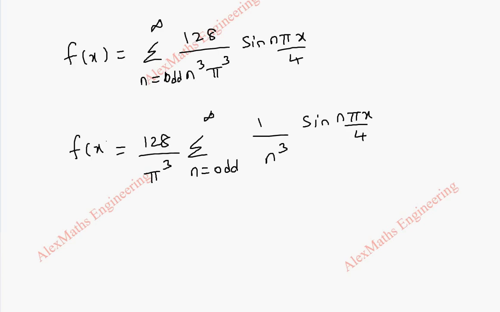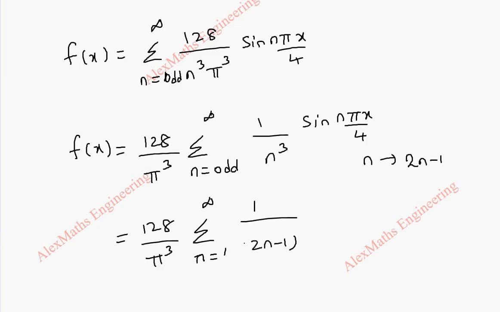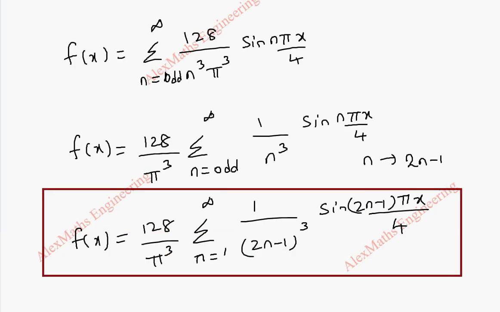We can take n as 2n minus 1. So this is 128 by pi cube, and now summation becomes from n equal to 1 to infinity, 1 by 2n minus 1 whole cube, and we have sine of 2n minus 1 into pi x by 4. This is our f of x. This is the required Fourier series expansion, half range sine series for the given function f of x.